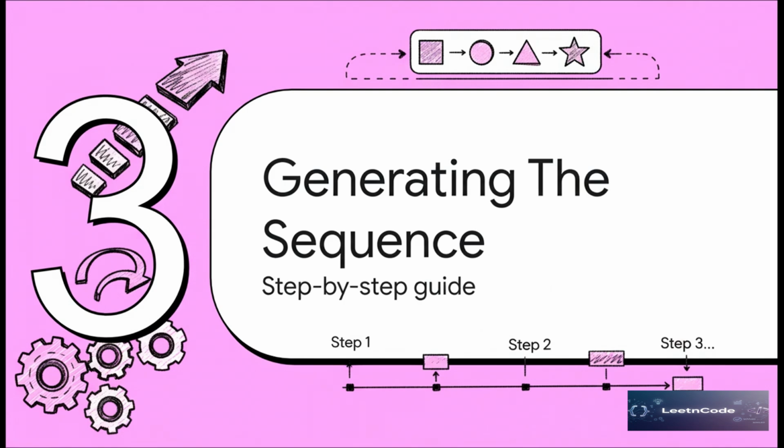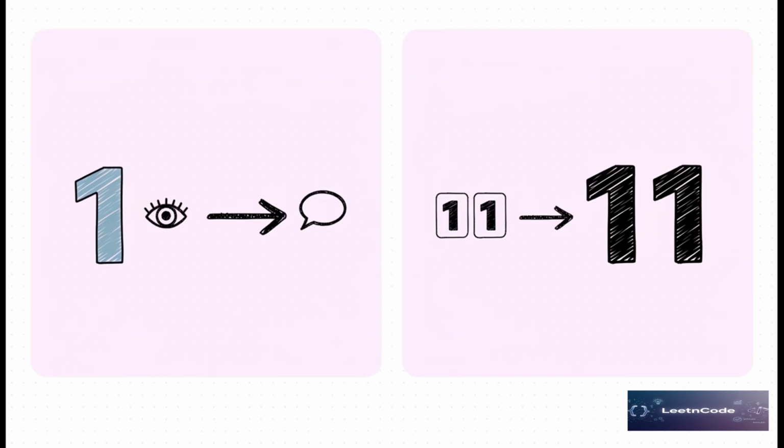So let's put that rule into practice. We're going to generate the sequence ourselves, step by step. This is where it'll all click. We start with the first term, which is just the number 1. So how would you describe that out loud? You'd say you see one 1. So that's what you write, a 1 for the count and a 1 for the digit. That gives us 11, and that's our second term.